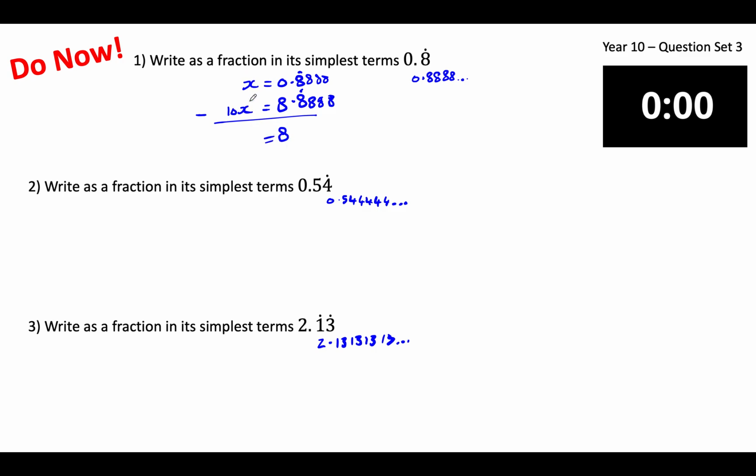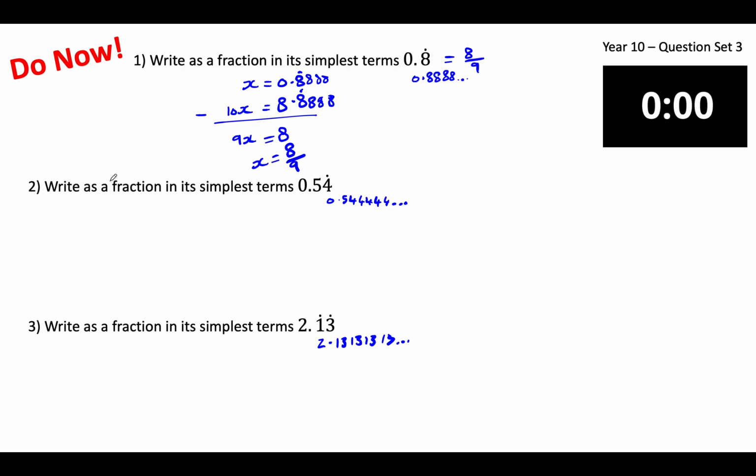10x take away x leaves 9x. And neatly, all of that recurring stuff has disappeared. So x is equal to 8 divided by 9. I've just divided by 9 from here to get x, okay? That is what my number is. This number equals 8 divided by 9.